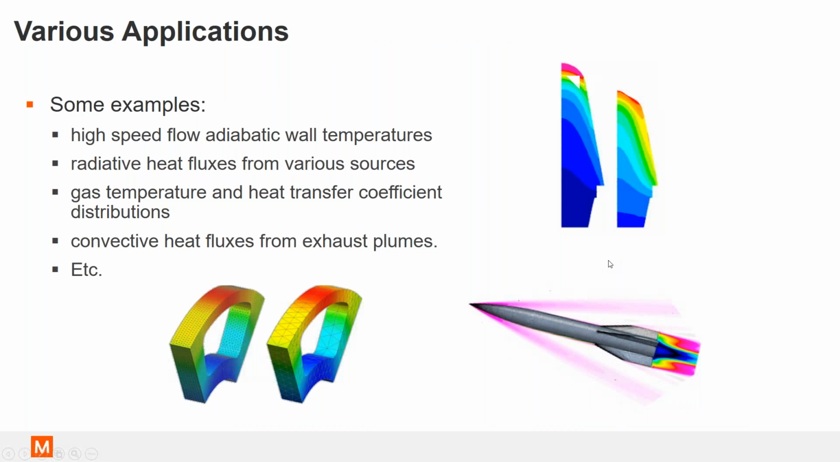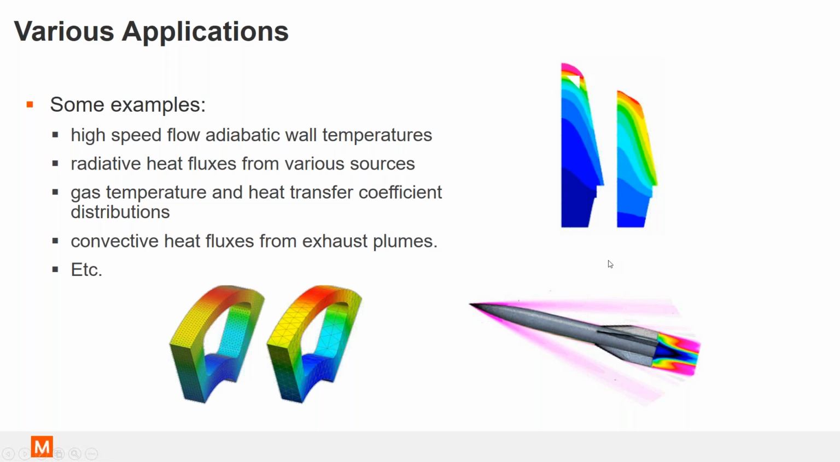So some examples of applications where this can come in handy. For example, if you have high-speed flow adiabatic wall temperatures that you're calculating from a hydro-heating code and you want to apply onto your thermal-only model, maybe you have some radiative heat fluxes from different sources that aren't included explicitly in your model, but you want to include through fields.